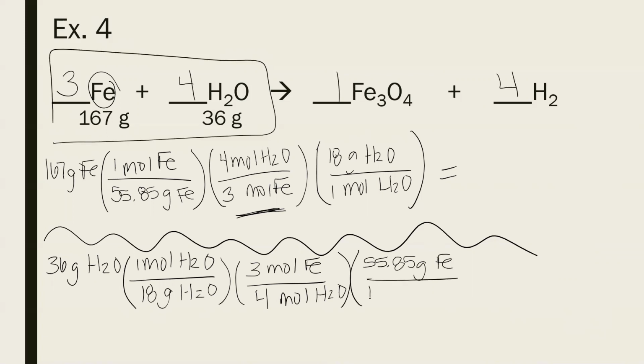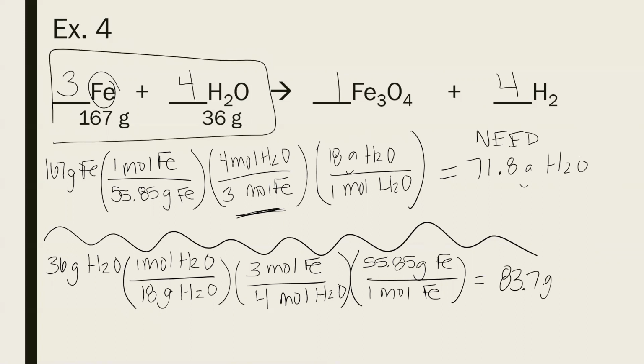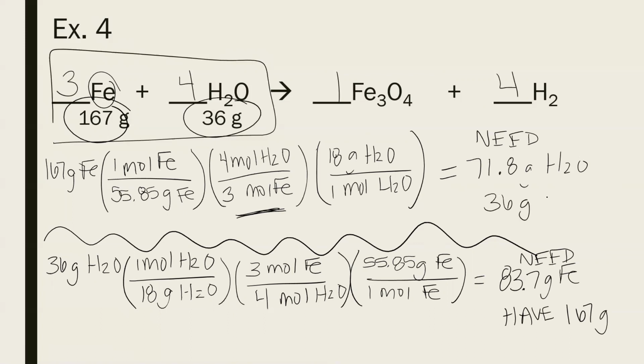And look, I'm writing this twice. You only have to write it once, and I'm still working relatively quickly. All right, top one I got 71.8 grams of water. I need that. Bottom part I got 83.7 grams of iron. I need that. Compared to the given numbers, I actually have 167 grams, and I actually have 36 grams of water.